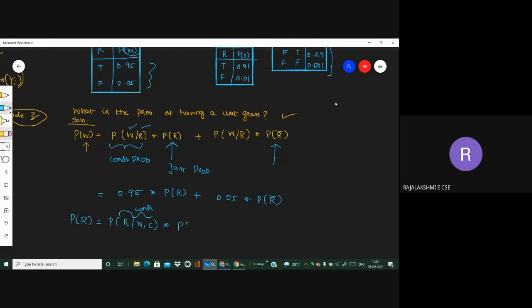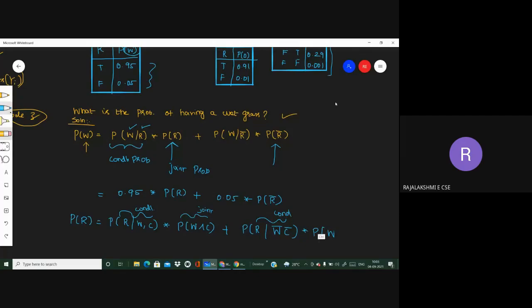And now I'm taking the joint probability of the wind as well as cloud. So again, this should be added with the probability of getting rain when there is no wind, no cloud. This is a conditional probability. And now this is actually a joint probability, into the probability of not wind, not wind and not cloud.